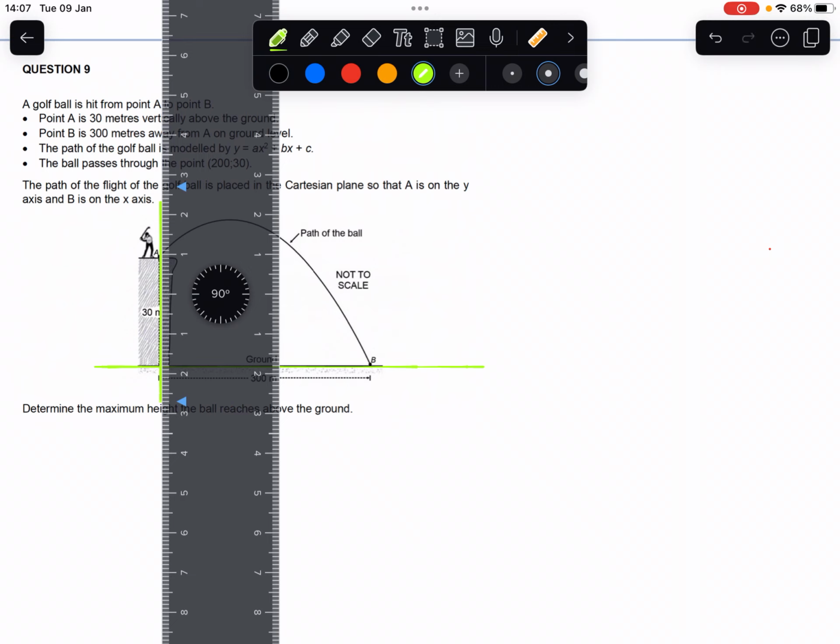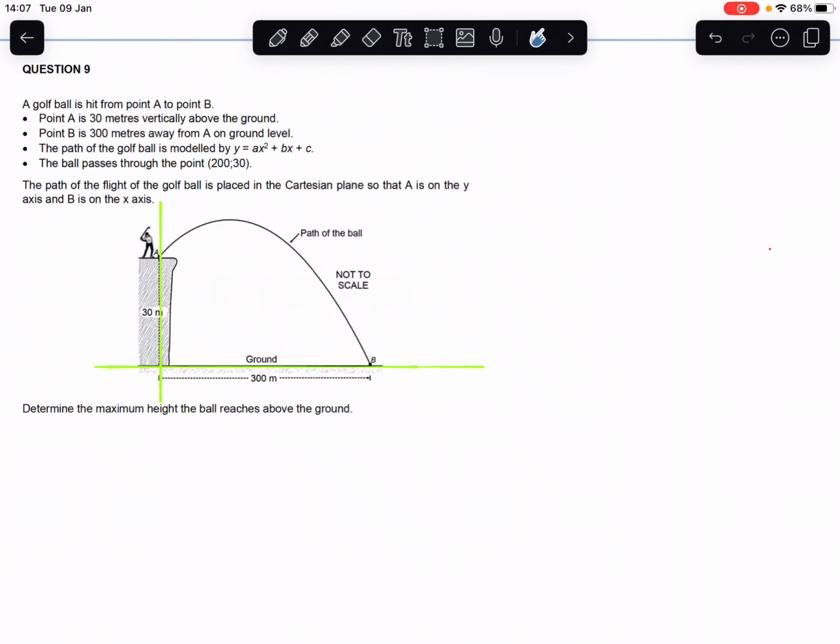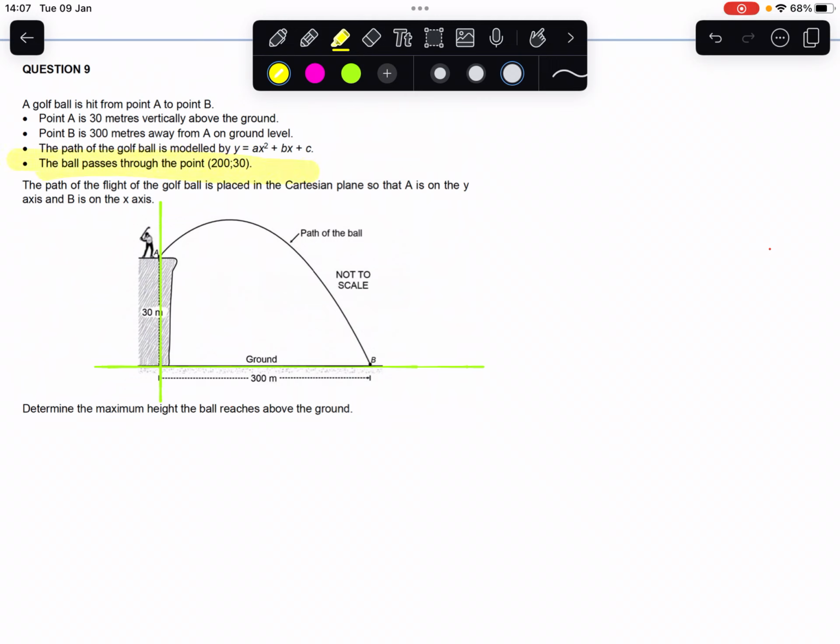Right, so y-axis goes through A and x-axis goes through point B. Okay, and furthermore, it's also important to think about, what does x represent and what does y represent? So x is representing the horizontal distance of the ball from point A, okay? And y is representing the height of the ball above the ground. So it's very important to have an idea of what these variables mean, because that will enable you to think about what this statement means, right?